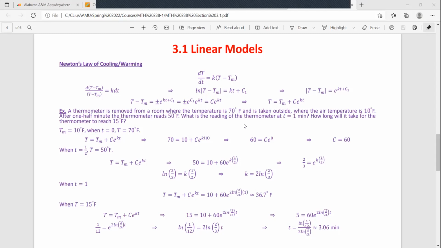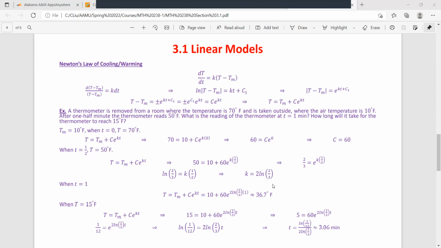So now we can answer the questions in the problem. What is the reading of the thermometer at t equals 1 minute? So just plug in 1 for small t in this solution. The temperature we try to find is just Tm, which is 10, plus C times e to the kt. C is 60, k is 2 natural log of 2/3, and small t is 1. So plug in those numbers, and using a calculator, you'll find the final answer is 36.7 degrees. So that's the reading of the thermometer after 1 minute.